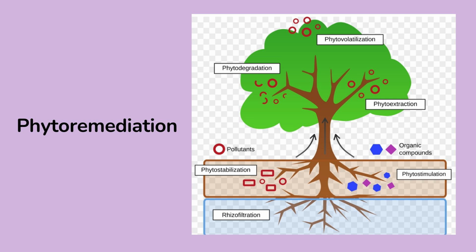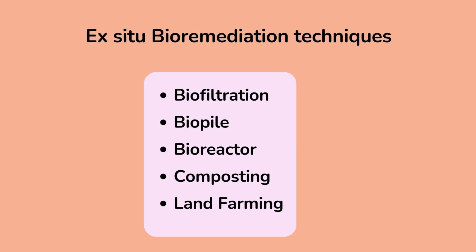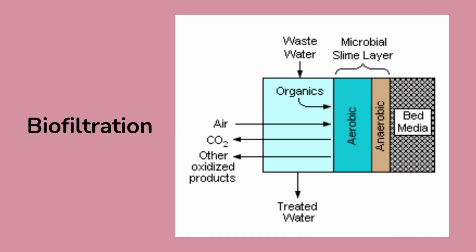Ex situ bioremediation. In ex situ bioremediation, the contaminated material is removed from the site for treatment. This method allows better control over environmental conditions, but it can be more expensive and disruptive. Ex situ bioremediation techniques include biofiltration, biopile, bioreactor, composting, and land farming.